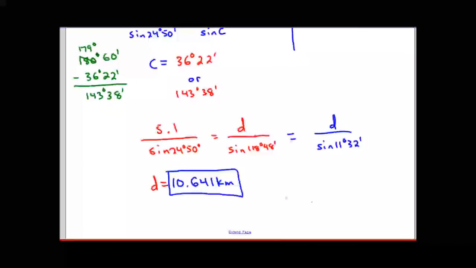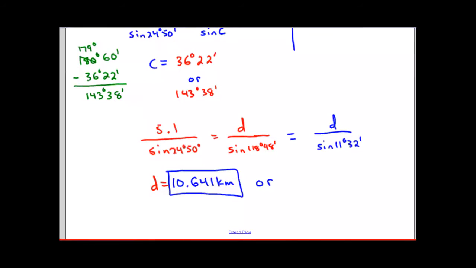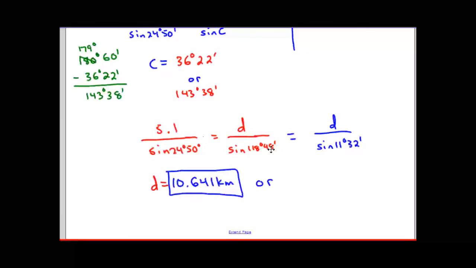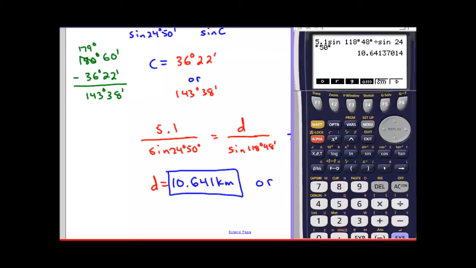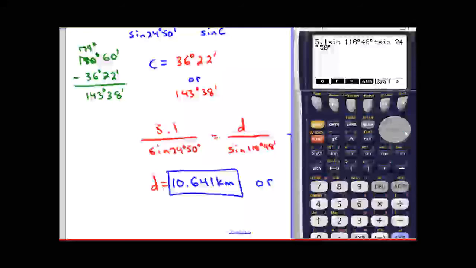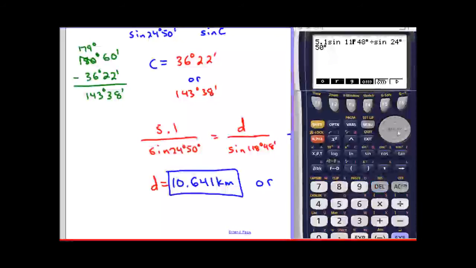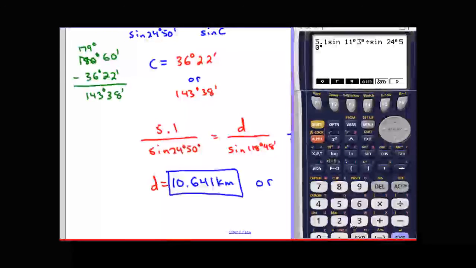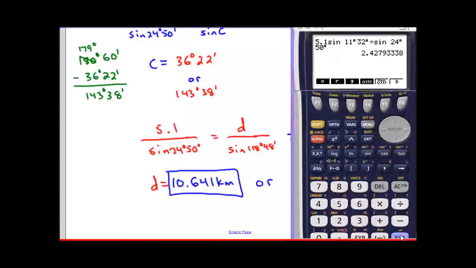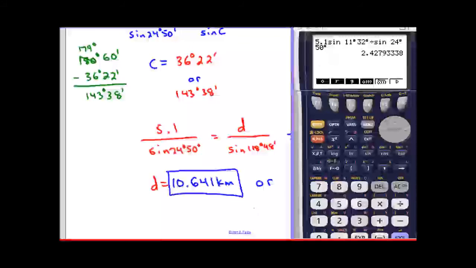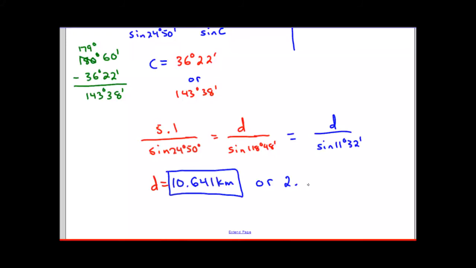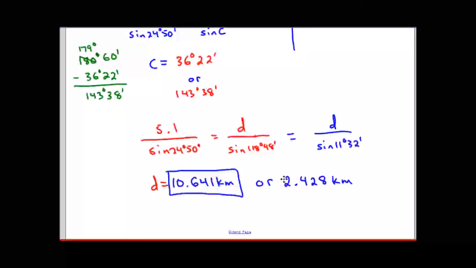In the other scenario, the distance could have been the exact same thing, but when I cross multiply, instead of multiplying by the sine of 118 degrees, 48 minutes, I'm going to do the sine of 11 degrees, 32 minutes. So I can take this same thing, and I get 2.428 kilometers.